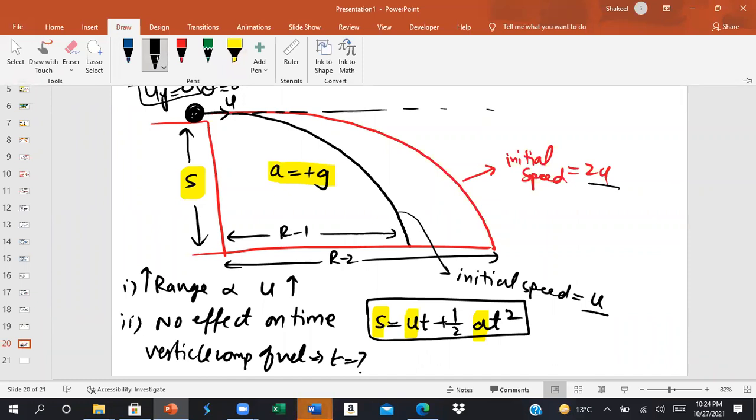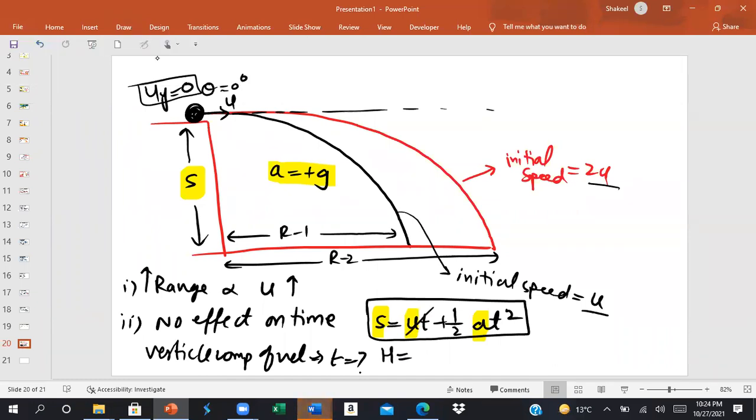So replacing all the values, s is h, and this u is cancelled because it is 0, this is actually uy, and then it is half gt square. So from here, t square will be 2h by g, or you can take the square root to eliminate this. So from here, we can say t is the square root of 2h over g. From this expression, we can say that time is independent of the initial speed in this case.